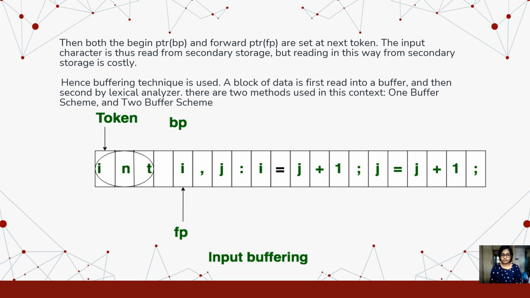The input characters are thus read from the secondary storage, but reading in this way is costlier. Hence, the buffering technique is used. A block of data is first read into the buffer and then scanned by the lexical analyzer. There are two methods used in this context, that is, the one buffer scheme and the two buffer scheme.